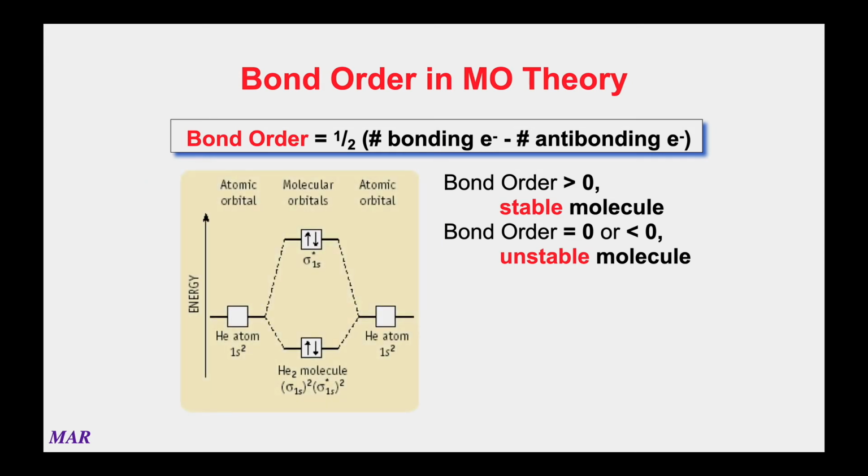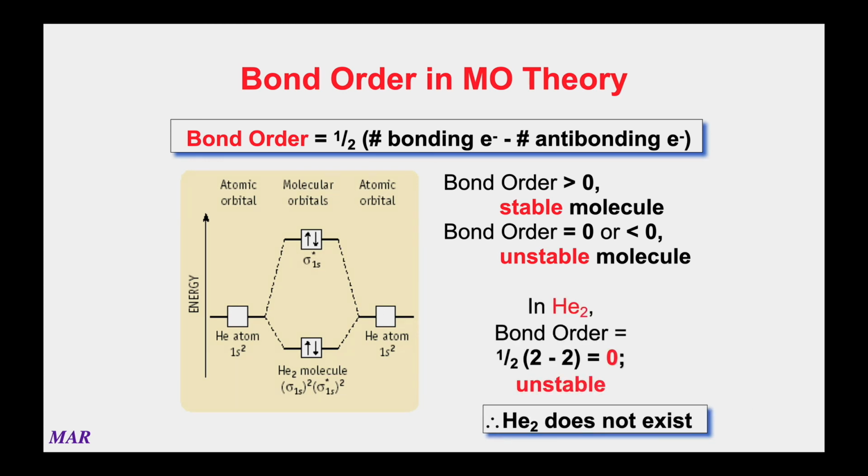We looked at dihelium earlier. Dihelium has this structure right here, where now both the bonding and the antibonding orbitals have 2 electrons inside them. Well, for dihelium bond order, 1/2 times (bonding 2 minus antibonding 2), 1/2 times 0, is 0. So dihelium is unstable. Dihelium, to the best of my knowledge, has never been found.